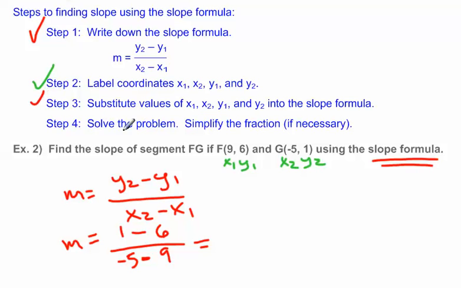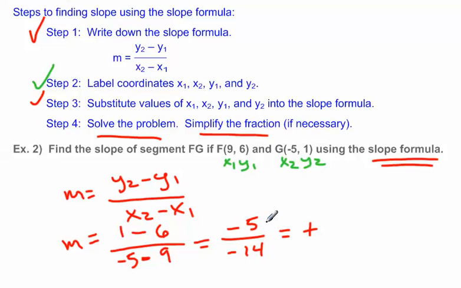I'm going to now move on to solving the problem here. Well, what's 1 minus 6? That's negative 5. And then a negative 5 minus 9 is a negative 14. So I've solved the problem. Can I simplify it at all? Well, two negatives make it a positive. So this is actually going from negative to a positive slope.